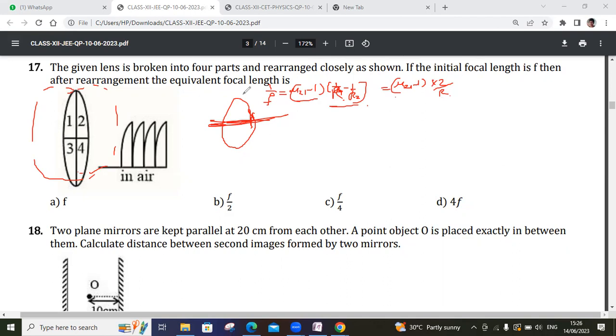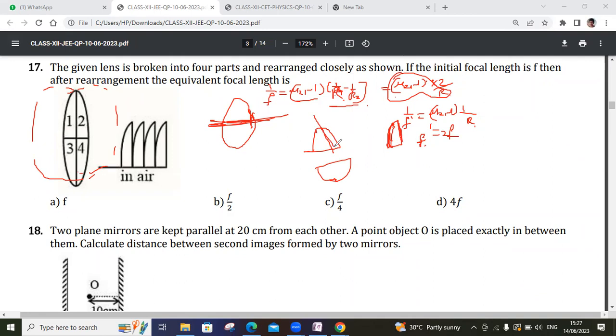But now when you cut it like this, this has the same focal length and this also has the same focal length. Now you cut this like this. So it became like this. Here if you see, R1 is R only, but R2 is infinity. So this becomes 1 by R. So 1 by F dash becomes (mu 2 1 minus 1) into 1 by R, and that is 1 by 2F. So F dash becomes 2F.